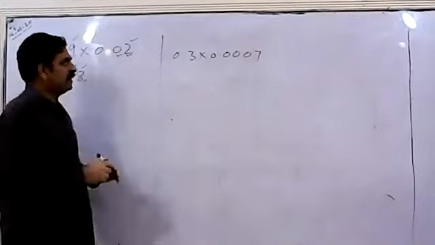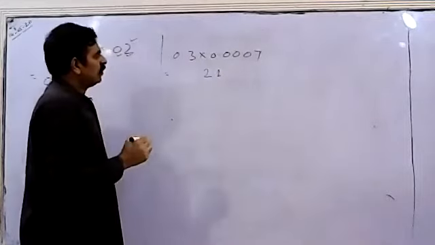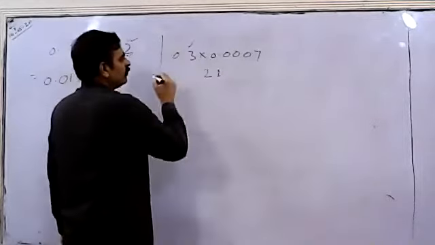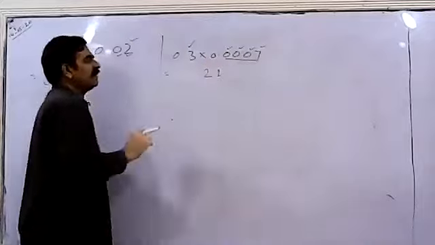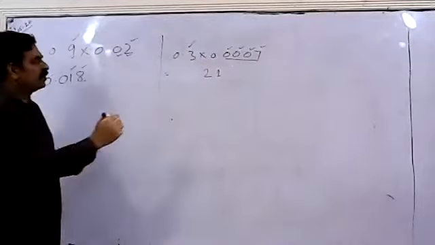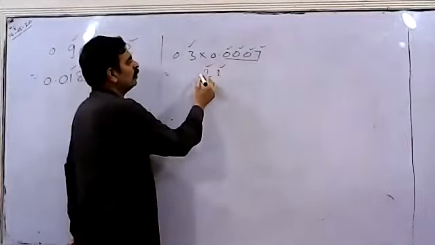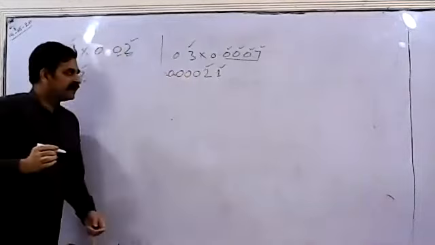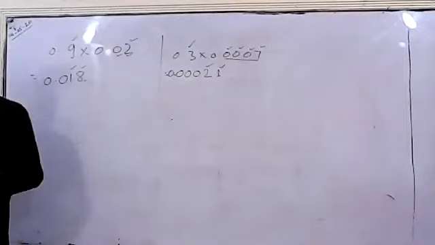In the next problem, again we will multiply 3 multiplied by 7, 3 7 times 21. So just only one decimal place in 0.3. If we count these numbers, 1, 2, 3, 4. 4 plus 1, there are 5 decimal places. So 1, 2, 3, 4, 5. Here we will add 0. The final answer is 0.00021.